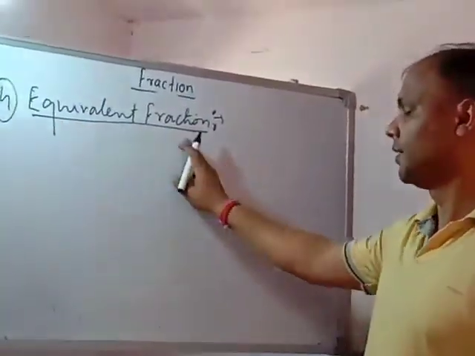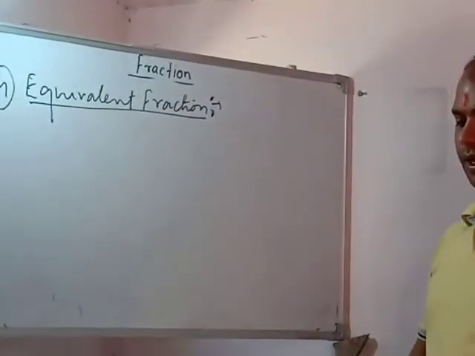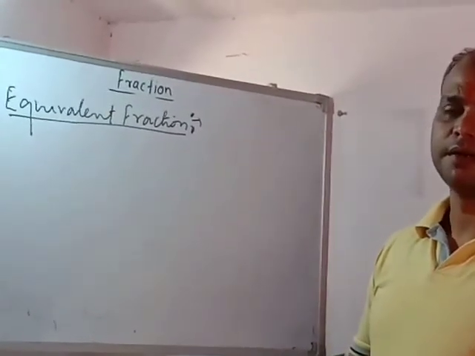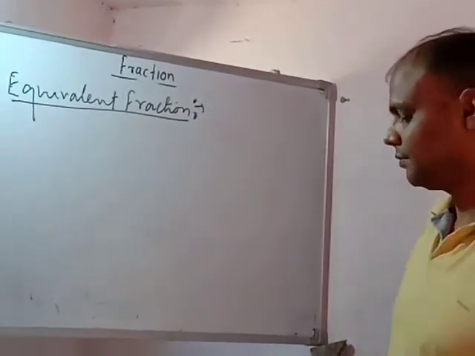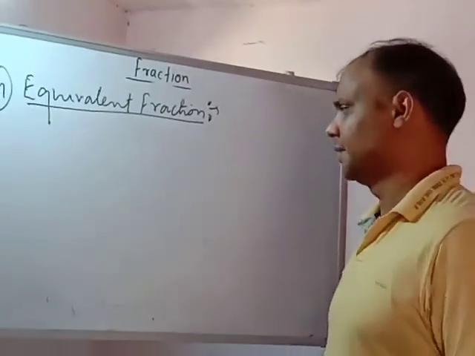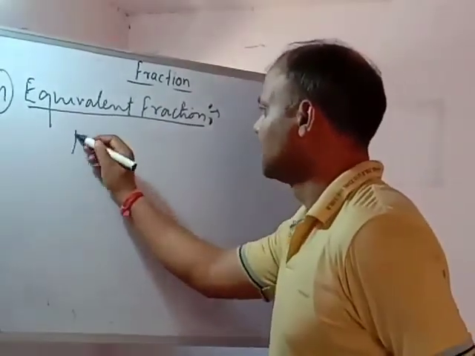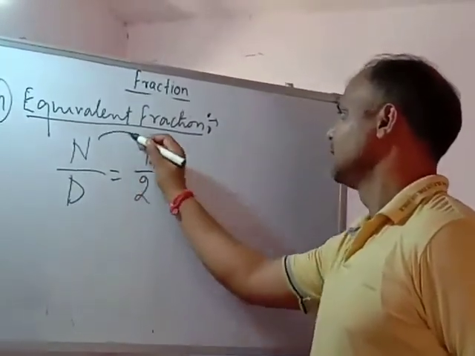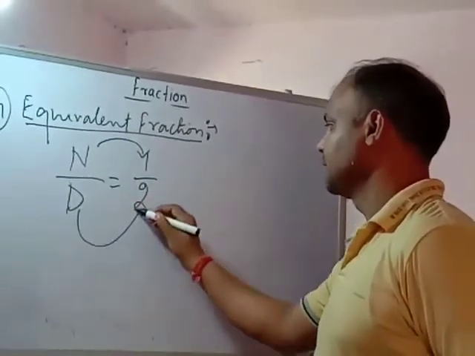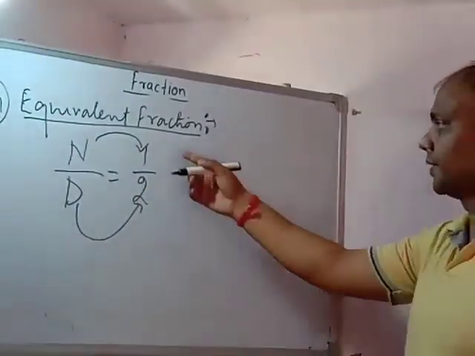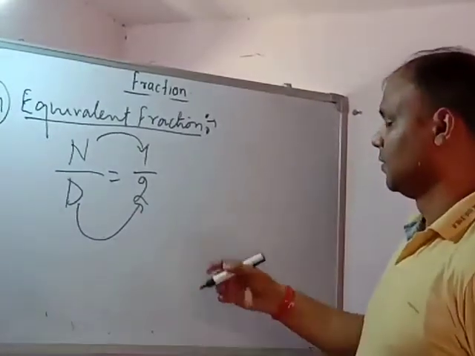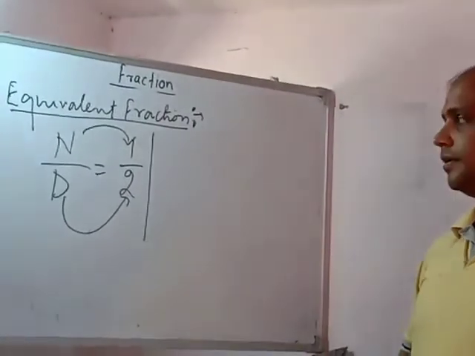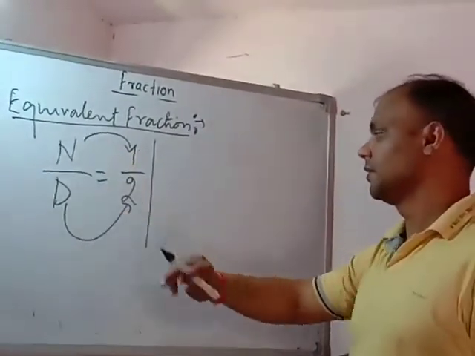Fourth one is equivalent fraction. In this type of fraction, the numerator and denominator of a fraction can be multiplied by a non-zero whole number. Suppose we take as an example 1 by 2. Numerator is 1, denominator is 2. I have to make the equivalent fractions of this fraction, so we multiply both numerator and denominator by any non-zero whole number.